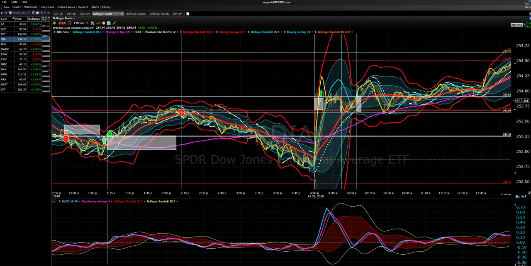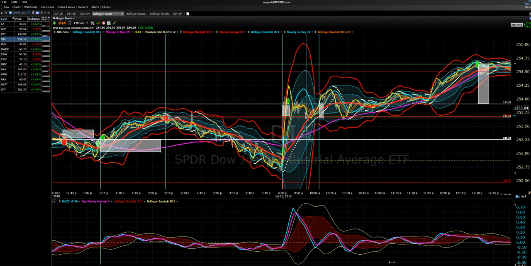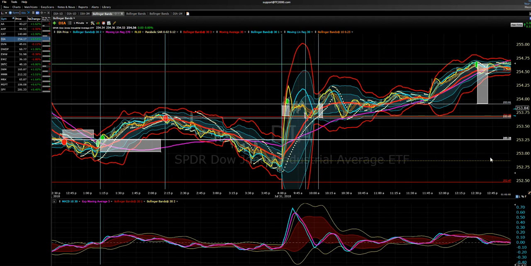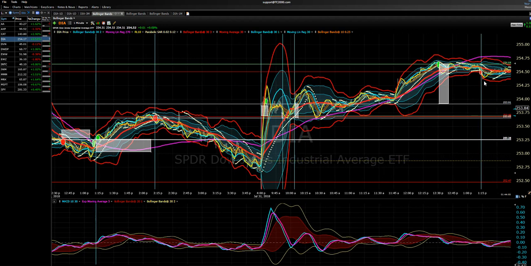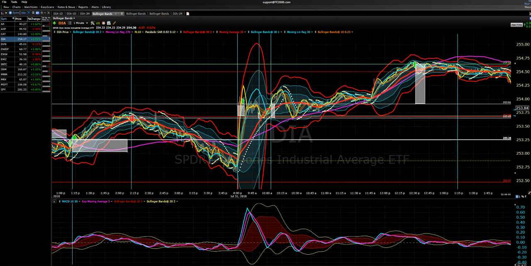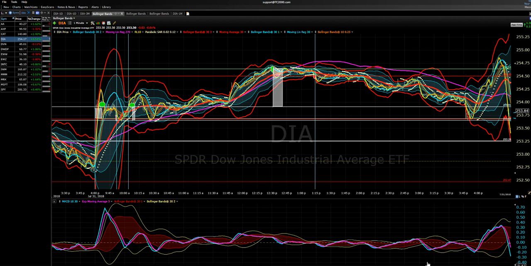Grinding north. Second position DIA here as it hooks up after coming back to the 0 line, so our second position in. And an exit. Nice trade. I think that's all we had. Yep, missed the shenanigans in the afternoon.